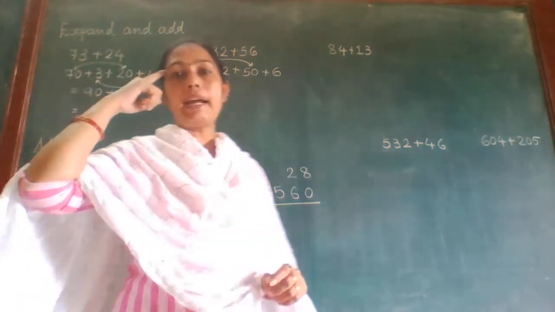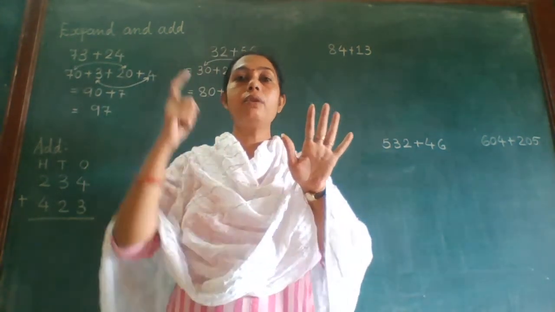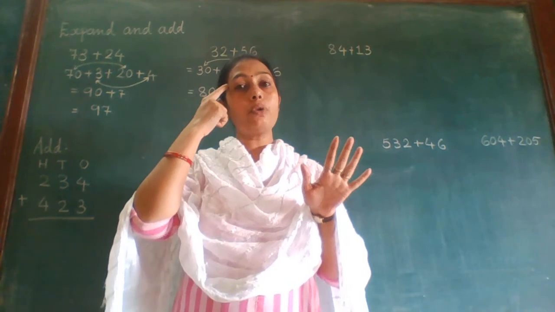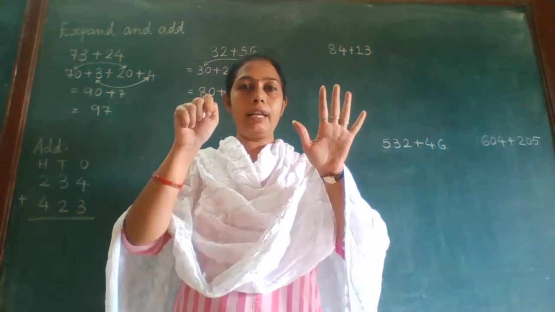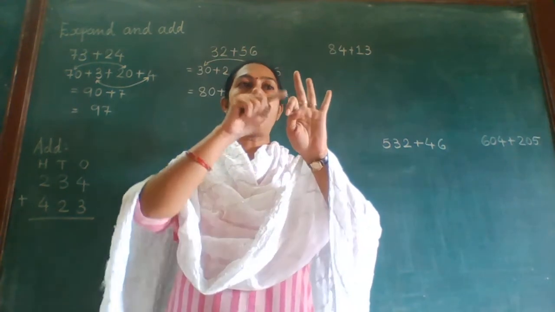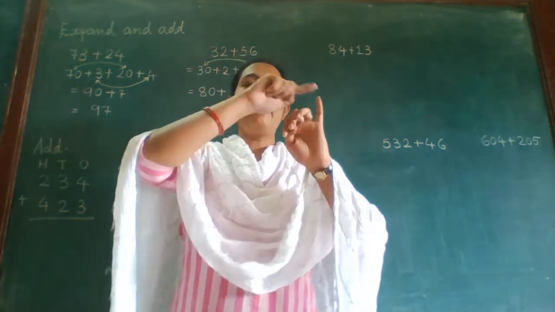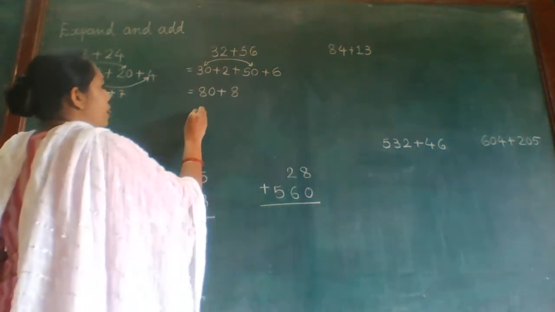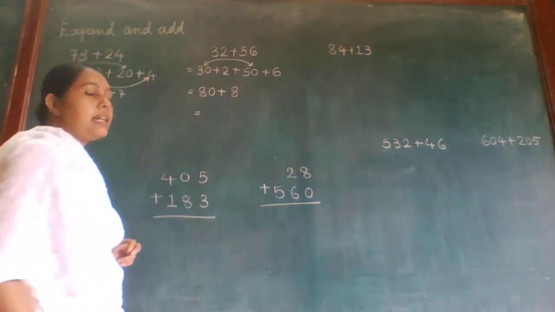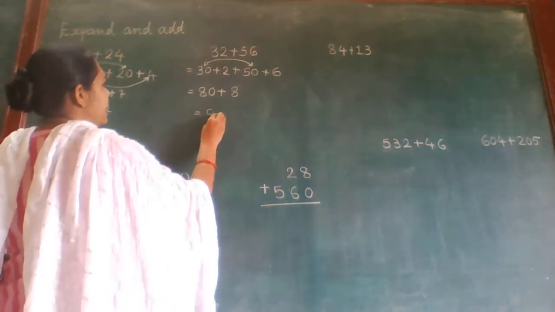2 keep in your mind. Take 6 fingers. So 2 is here. After 2 we have to count all fingers. So after 2, 3, 4, 5, 6, 7, 8. So here we write 8. Now we add 80 plus 8. 80 plus 8, 88.